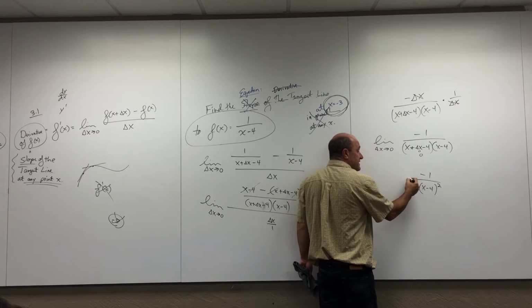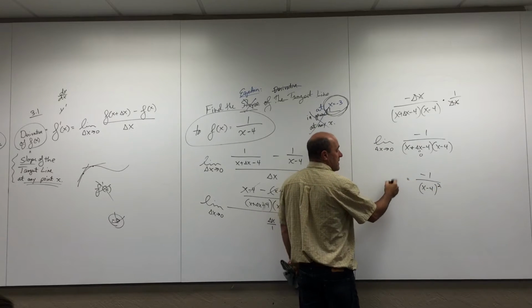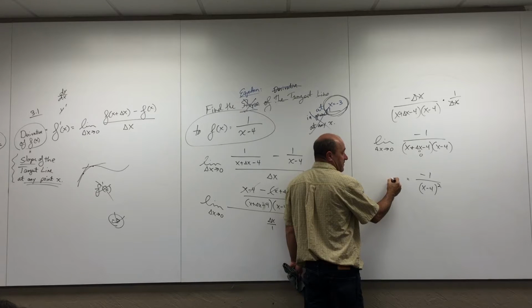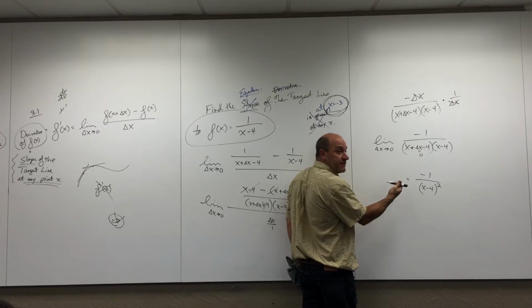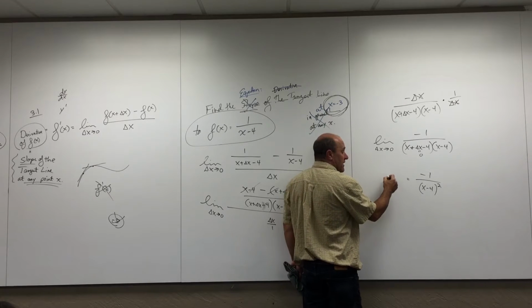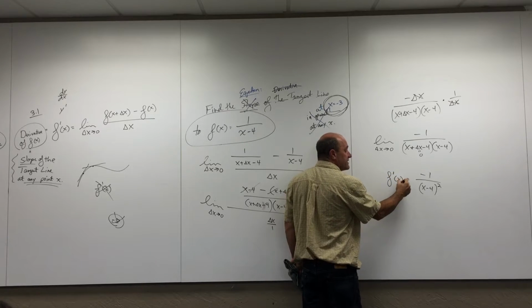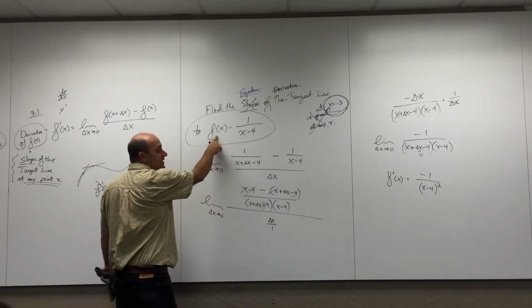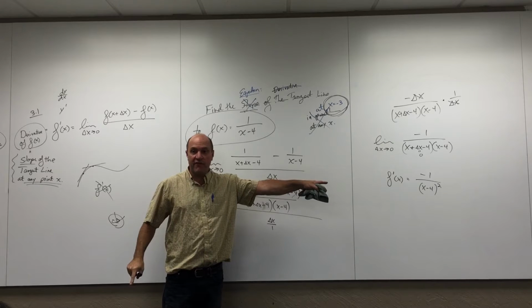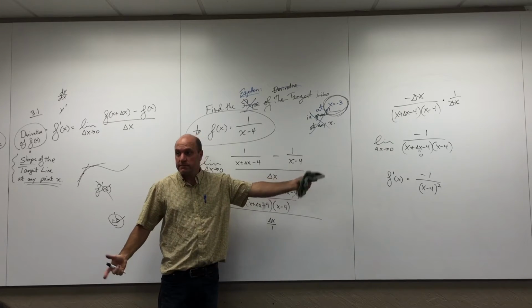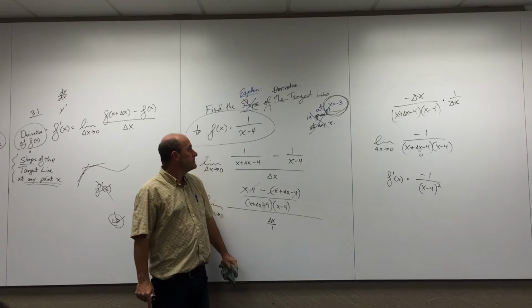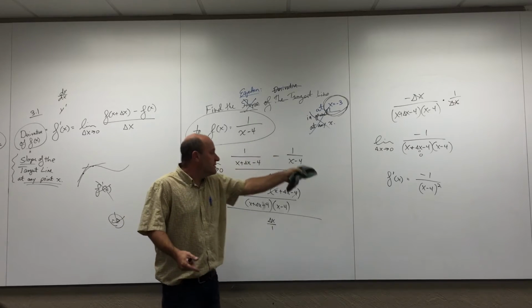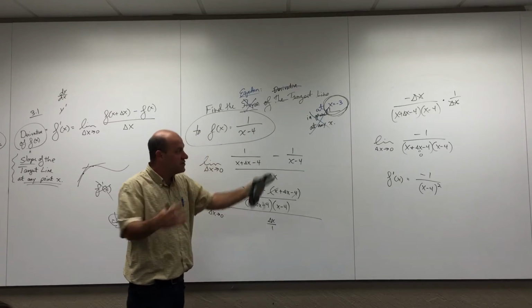And that is, what is that called? That's the derivative. I can call it f prime of x. The original function was f of x. This is his derivative, f prime of x. Looks kind of similar, but it's different, and it's a new function.